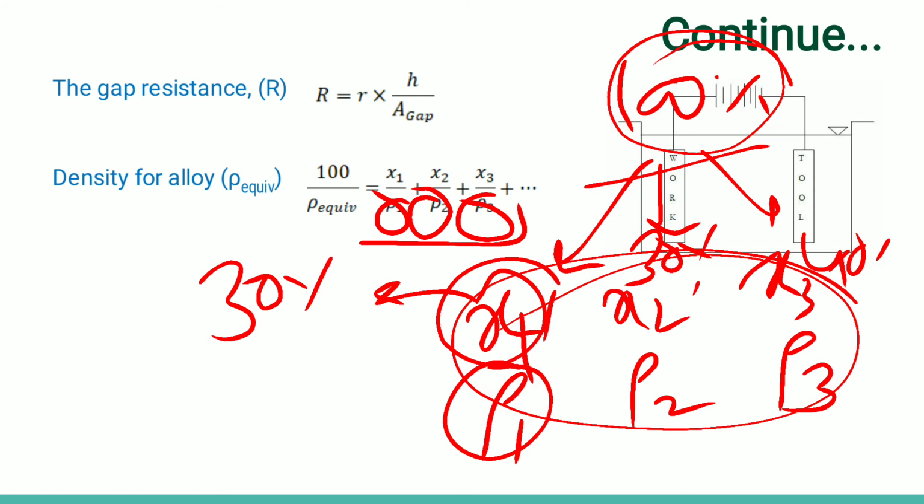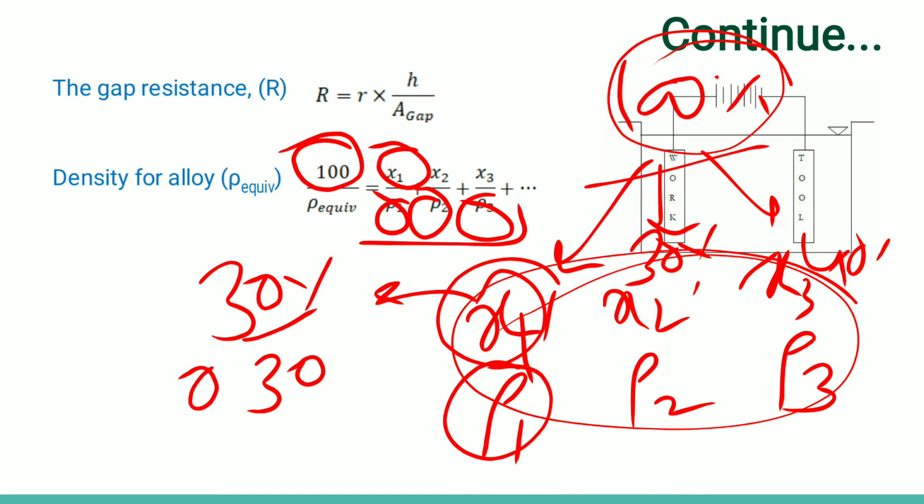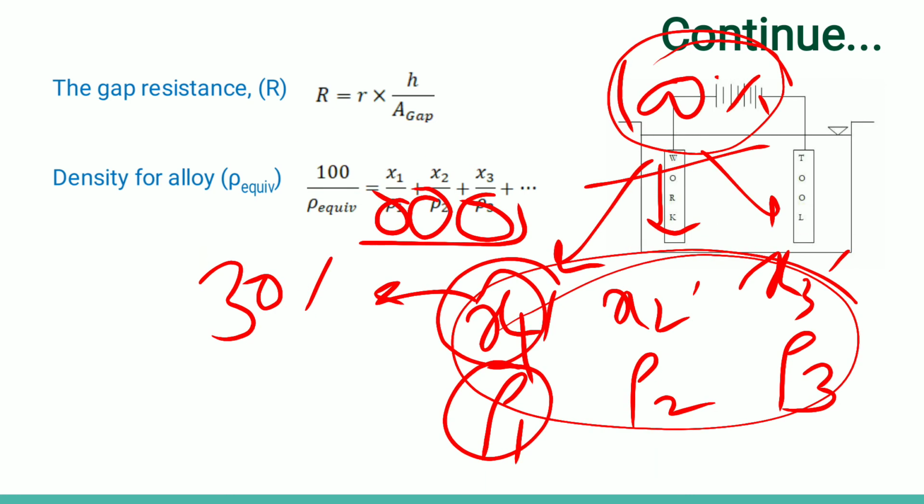So if you are directly using this 30 over here, then you have to write 100 over here. If you are using 0.30, meaning it is already divided by 100, then you have to write 1 here. So that is already converted. Please keep this in mind during numerical calculation.